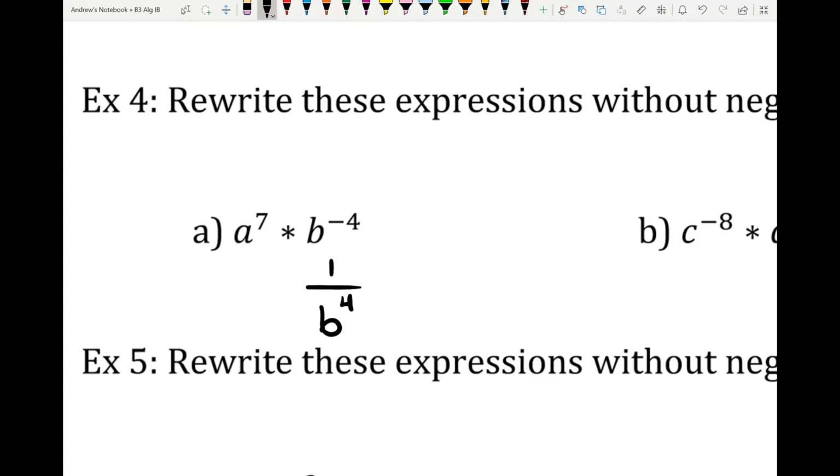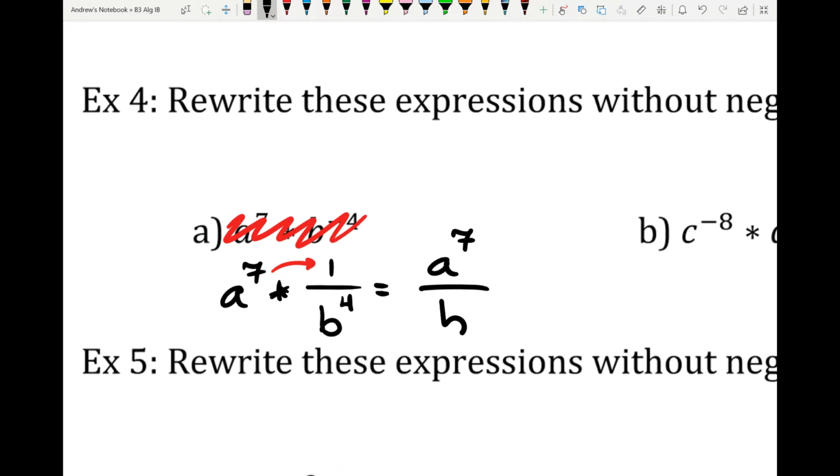So now I've got a to the 7th. If I write it down here and pretend that this one doesn't exist anymore, I've got a to the 7th times 1 over b to the 4th. What happens is that a to the 7th kicks itself up on the top. So our final answer for a problem like this would look like this: a to the 7th divided by b to the 4th.